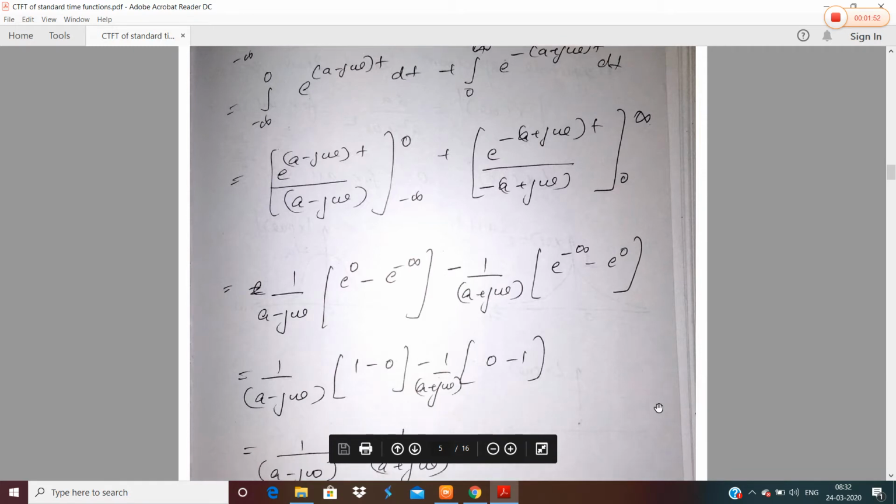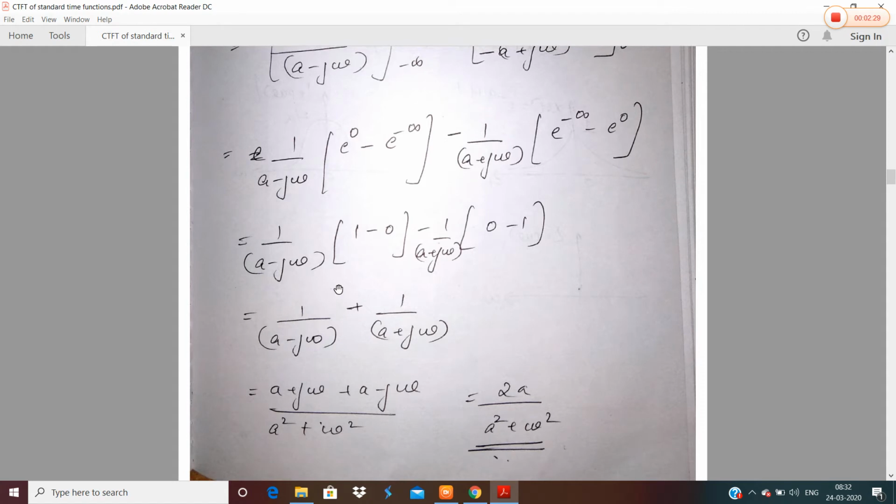In the next step, we'll apply the limits, that is we'll take this 1 by a minus j omega outside, with e raised to 0, and for the lower limit e raised to minus infinity, and here we'll take minus 1 by a plus j omega outside, and we'll give the limits e raised to minus infinity minus e raised to 0. You know the value of e raised to 0 is 1 and e raised to minus infinity is 0. On substituting that, we'll get 1 by a minus j omega into 1 minus 0 minus 1 by a plus j omega into e raised to minus infinity, which has value 0, minus e raised to 0, which has value 1.